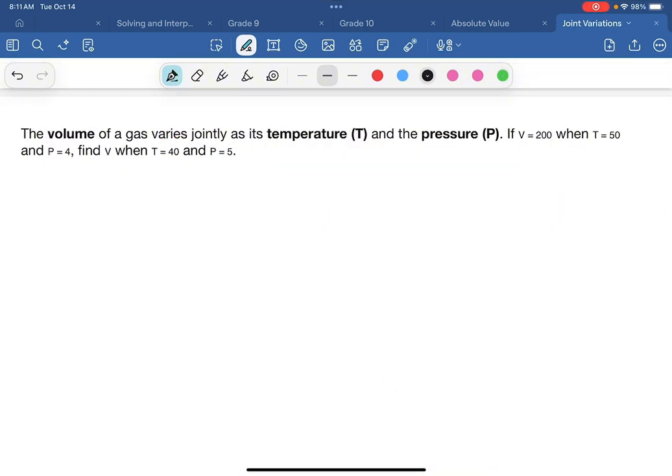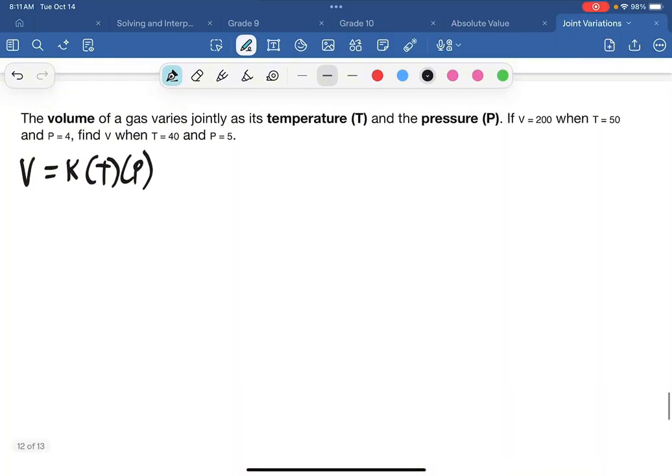For the next problem, we have the volume of a gas varies jointly as its temperature T and pressure P. If V is 200 when T is 50 and P is 4, find V when T is 40 and P is 5. So we get V equals K T P.